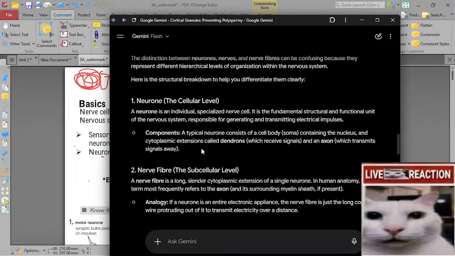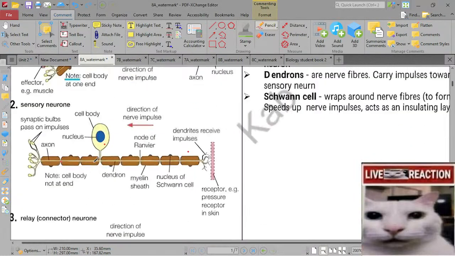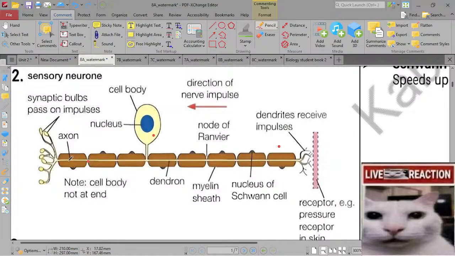Yes. Dendron receives, axon transmits. So dendron is the receiver and axon is the sender. Okay? Cool. So now over here when we look at this, we see that the axon is here. So we know for sure it's gonna go, yeah, it's right here. The direction is gonna go this way, right?